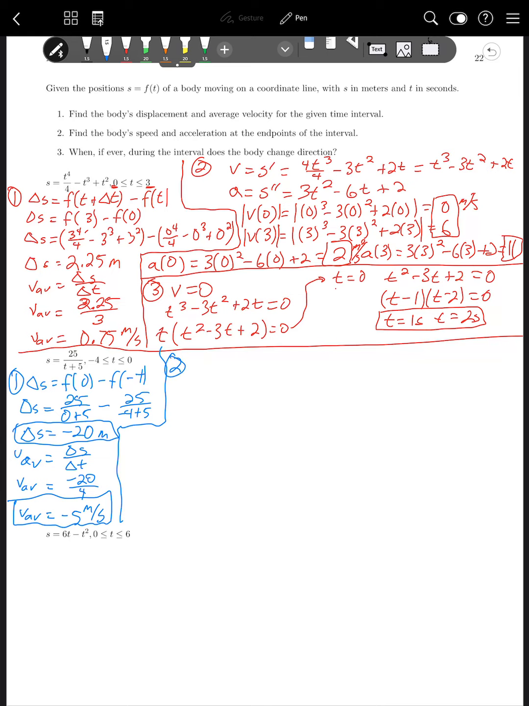What we need to start out by doing is find both these derivatives. Okay, so I can start out by finding the velocity, which is s prime. So that's going to be the derivative of 25 over t plus 5. So I need to use the quotient rule. So that's t plus 5, the bottom, times the derivative of the top, minus the top times the derivative of the bottom, all over the bottom squared.